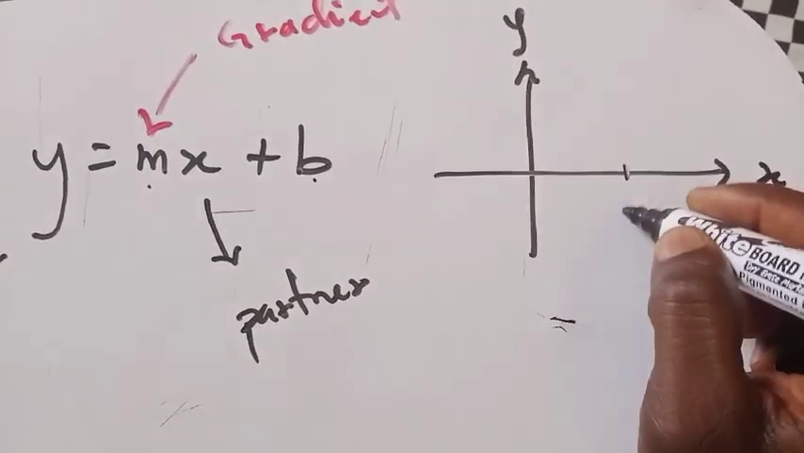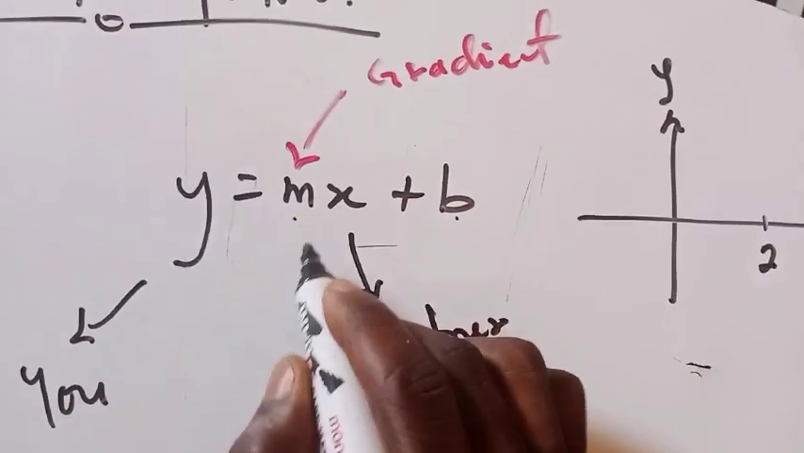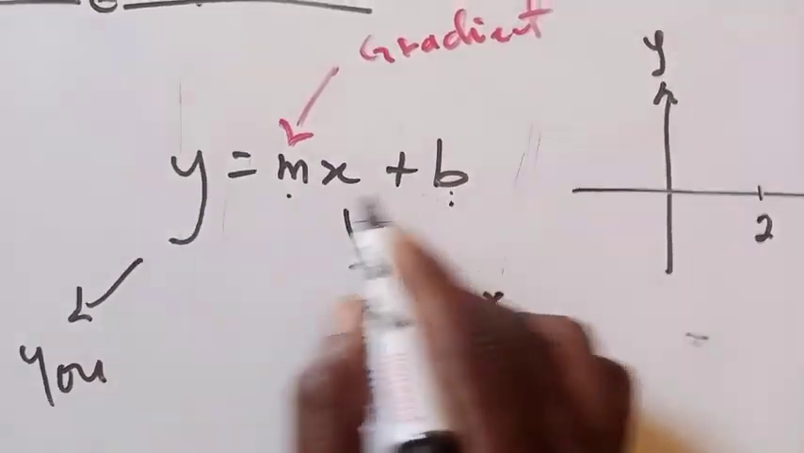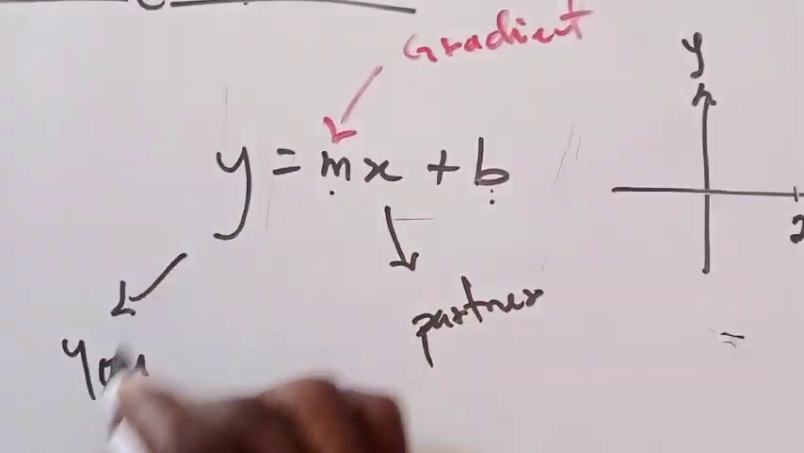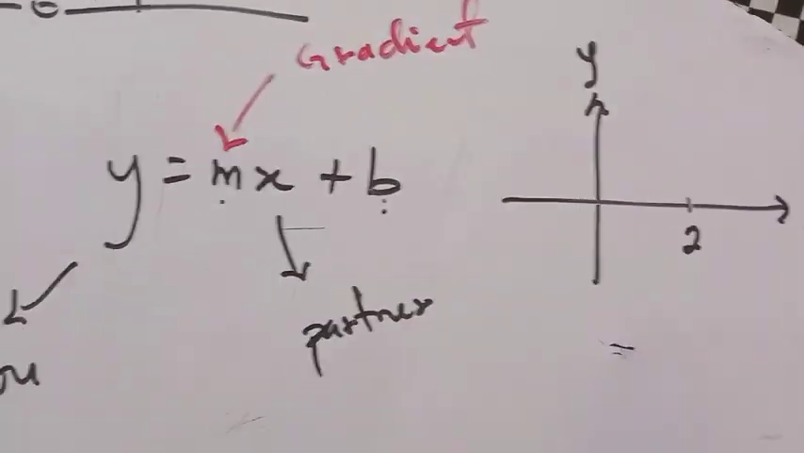So let's say you are here, so let's say you are 2. With this equation, by knowing this M and the B, those are the family members. Once I know the family members, I can easily determine the you, and then this is your partner, right? So I can easily see that. So that is an assumption.